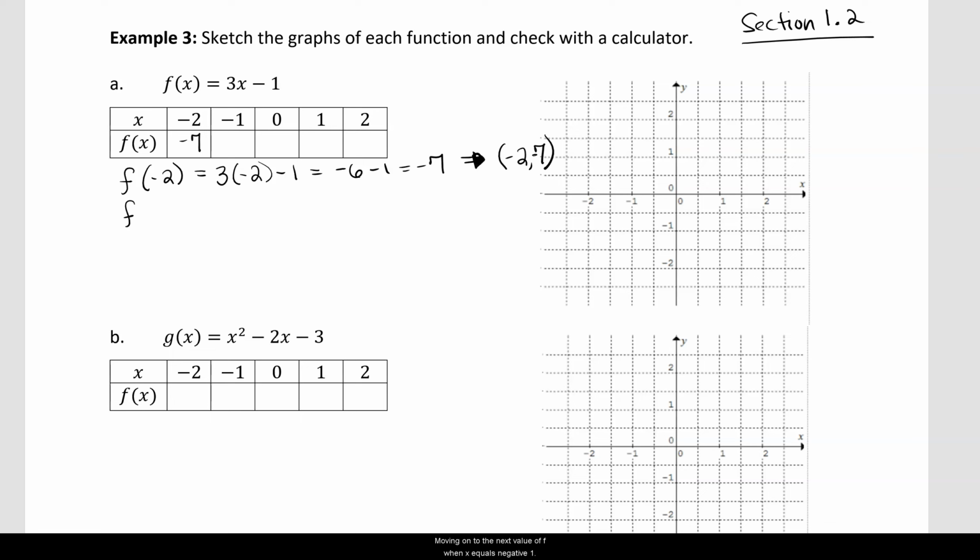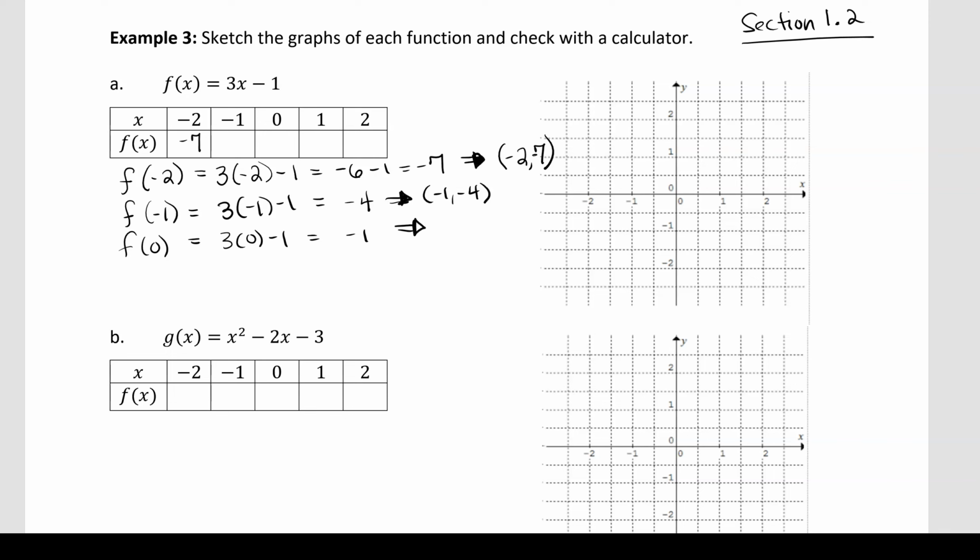Moving on to the next value, x equals negative 1. 3 times negative 1 minus 1 is equal to a negative 4. So that means we have the point negative 1, negative 4. Then x equals 0. 3 times 0 minus 1 is equal to a negative 1. So that function rule tells me when x is 0, y is negative 1.